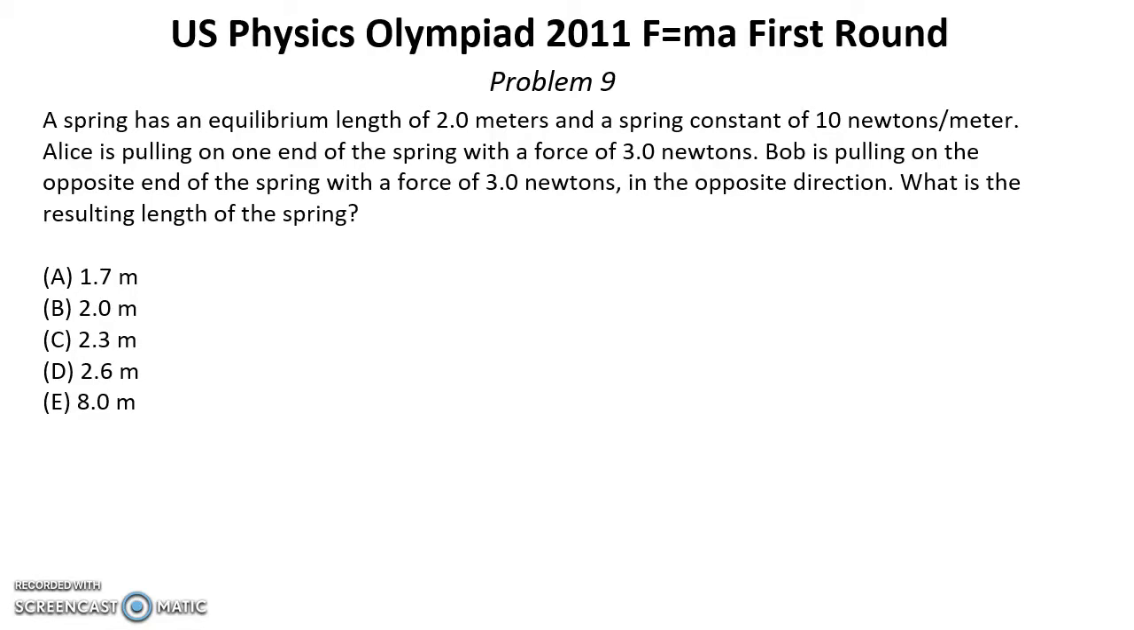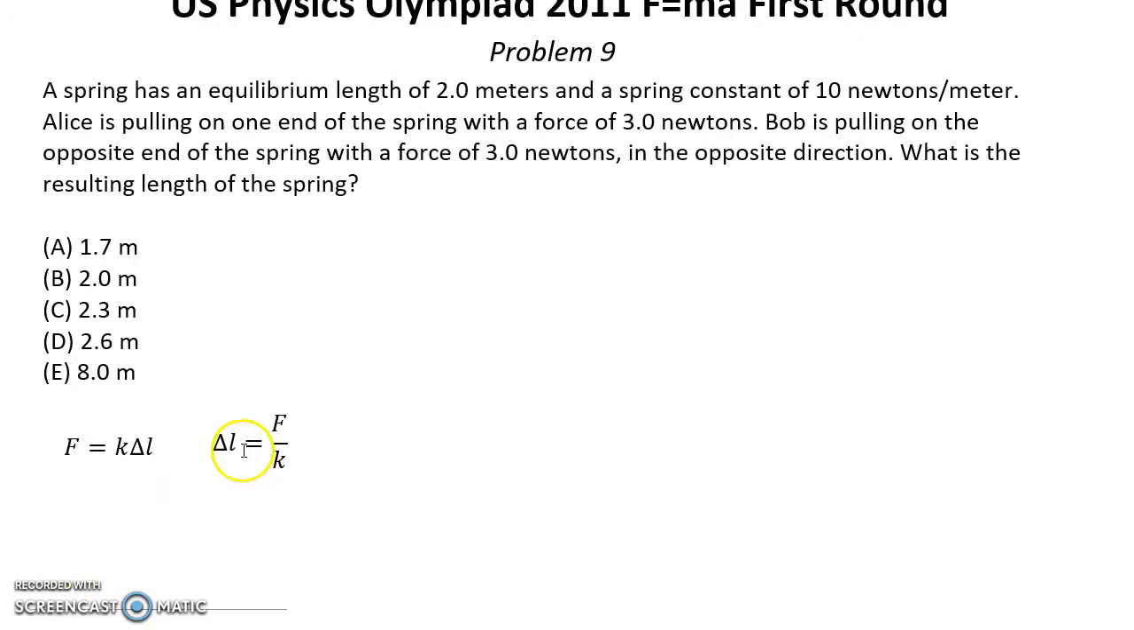Solution. If they pull with a force F, we can find the total enlargement of the spring from the Hooke formula: F equals K dl, where K is the spring constant and dl is the enlargement. Now we can find the enlargement and then the total length of our spring. That will be the initial length plus the enlargement, which is 2.3 meters.